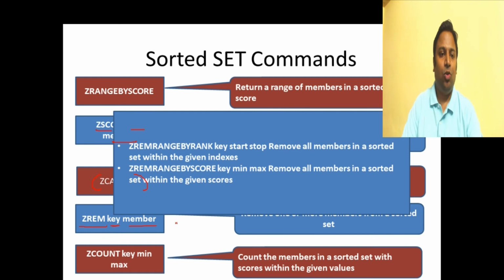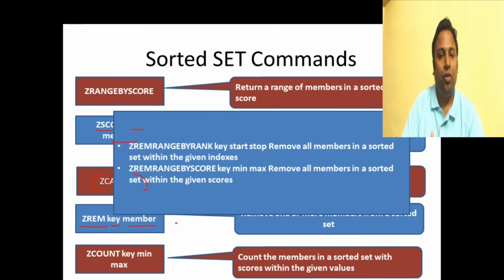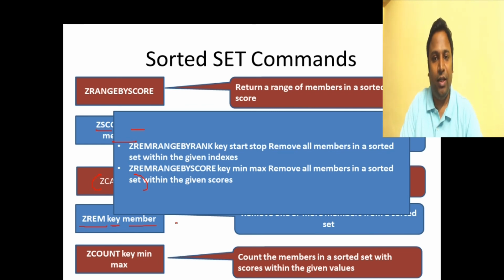There are some more additions to ZREM. We can remove a range of members by using the rank, for instance, remove all the members from rank 0 to rank 3. We can also remove a range of members by using score, for instance, remove all the members who have scored from 3 to 14. So we'll see how to use removing range by rank and removing range by score now.